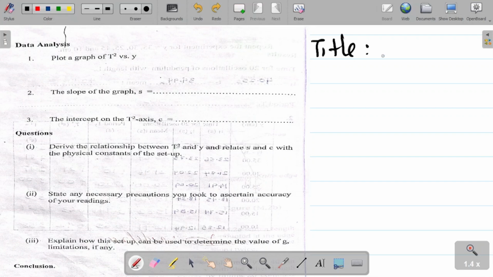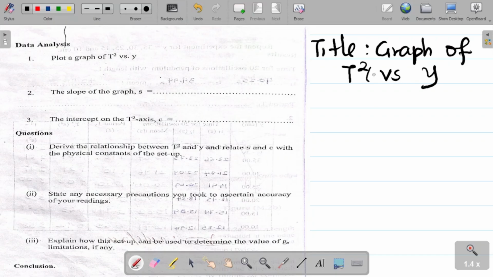That's graph of, my title becomes graph of t squared versus y. That's it. If you want to, you could still put on the units there. That's t squared in second squared if you want to, and y in centimeter. So you can still add this if you want to. So basically, this is how you get the title of the graph.